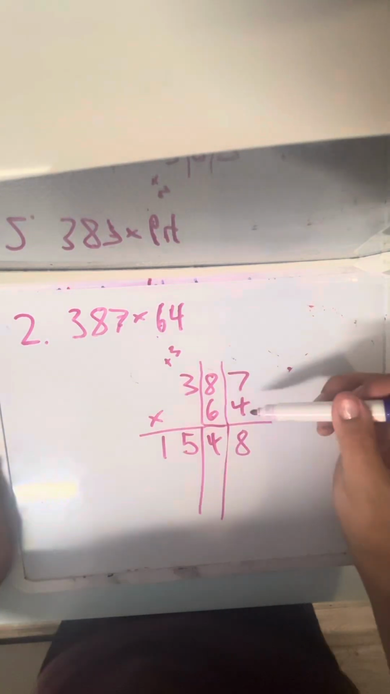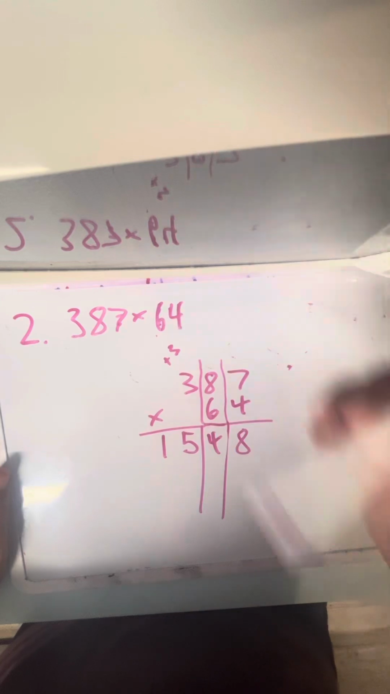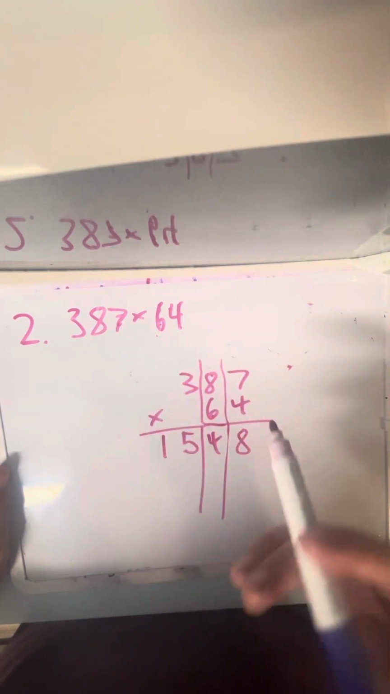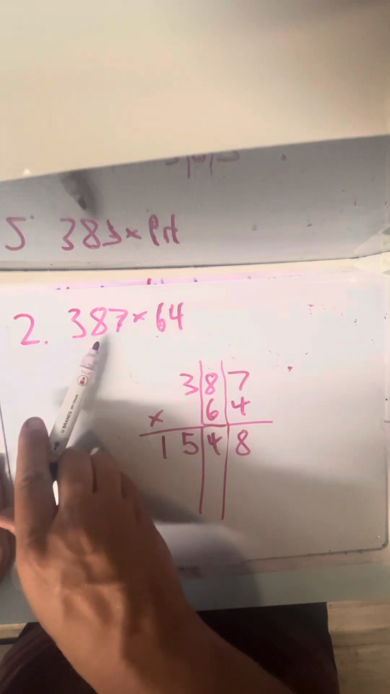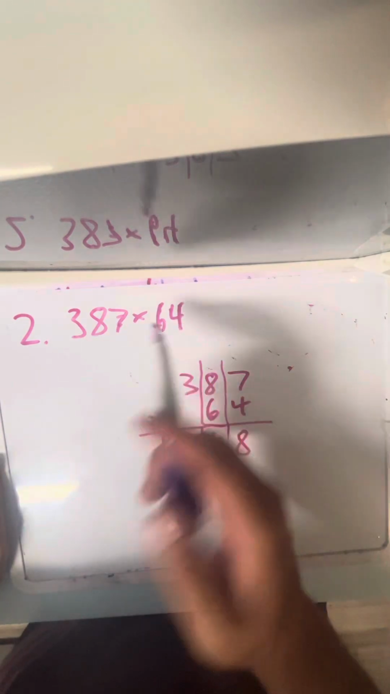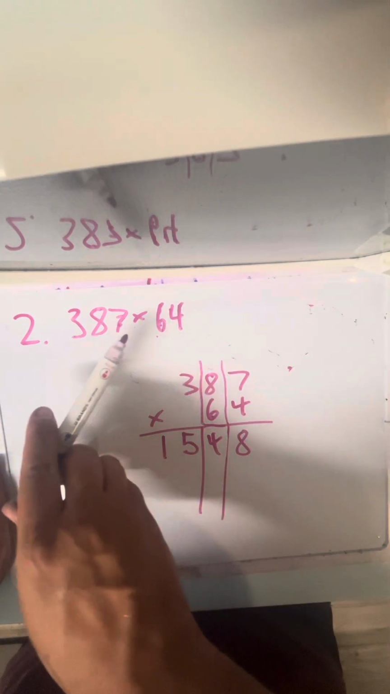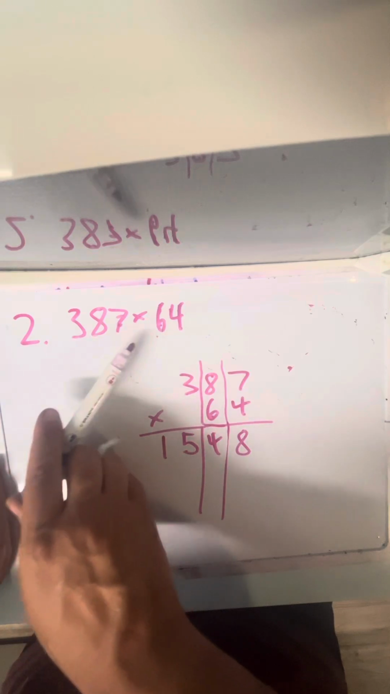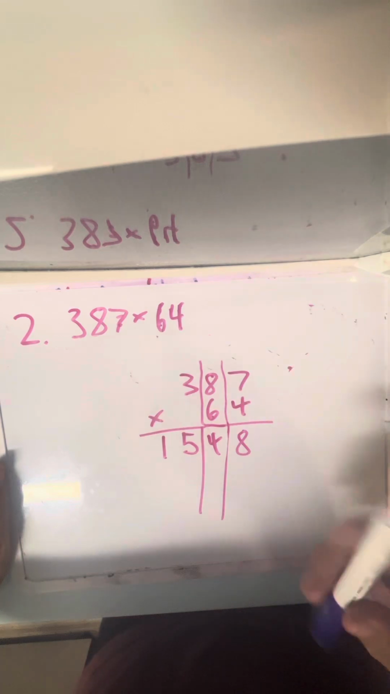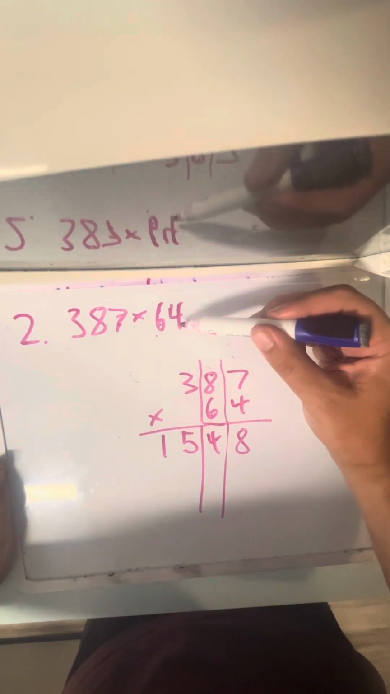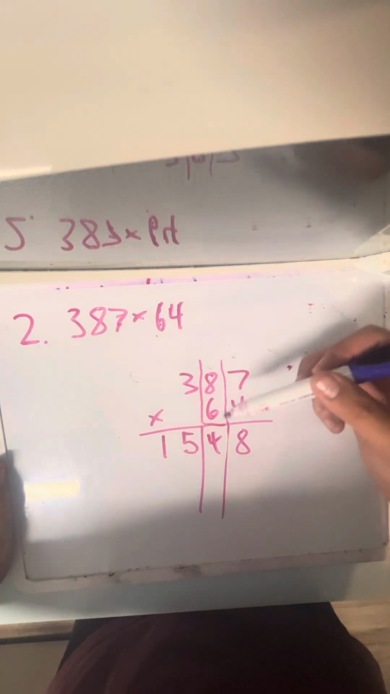Okay, great. So we just finished multiplying our 4 in our ones place of 64 by each place value number, which means we multiplied it by 7, by 80, and by 300. Now we need to do the same thing with the 60, or in the case of our standard algorithm, the 6.